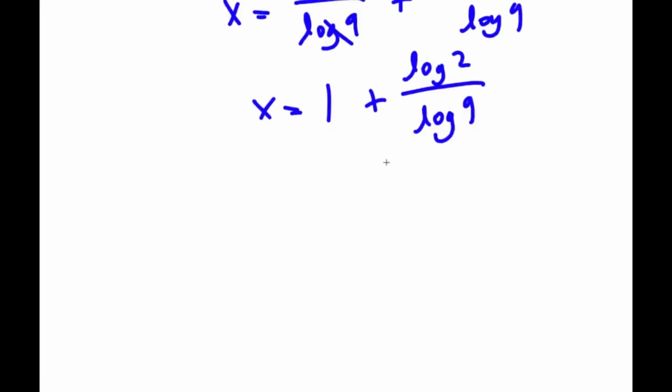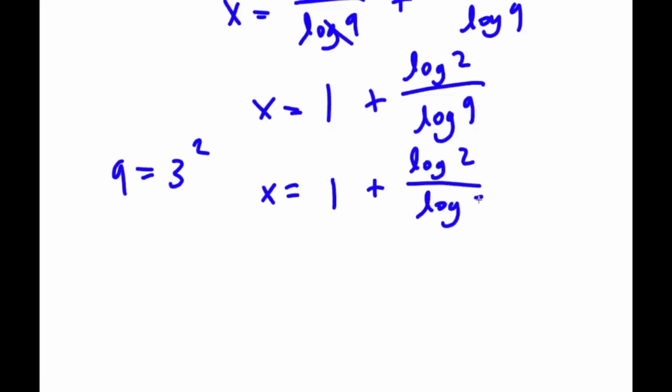Now, log 9, well, 9 is the same thing as 3 squared. So now if I replace 3 squared for 9, I get x is equal to 1 plus log 2 over log 3 squared. Now remember, the property of logarithms states that if we have something in the form log a to the power of b, we can move our exponent b to the front of the logarithm, so this would equal b times log a.